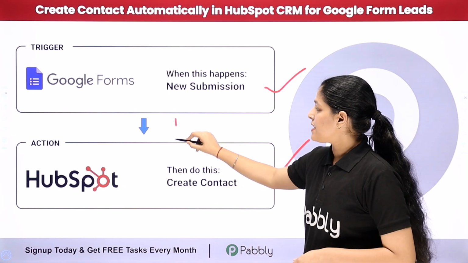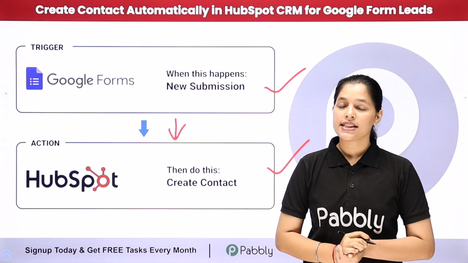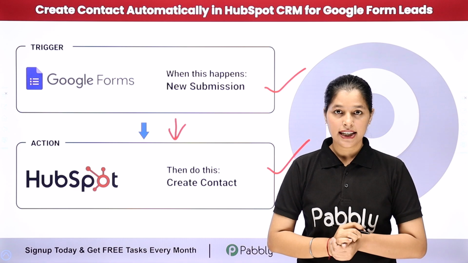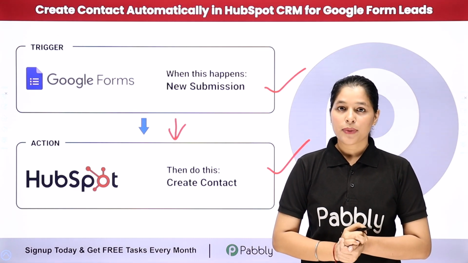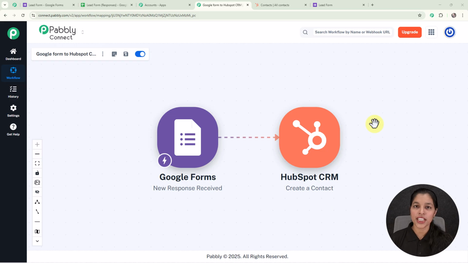For building this integration between Google Forms and HubSpot, I am going to use an amazing automation tool, that is Pabbly Connect. So if you also want to build this automation, then let me take you towards my screen. Welcome to my screen. So in this video we are going to learn how to add Google Form leads to the HubSpot CRM as a new contact.